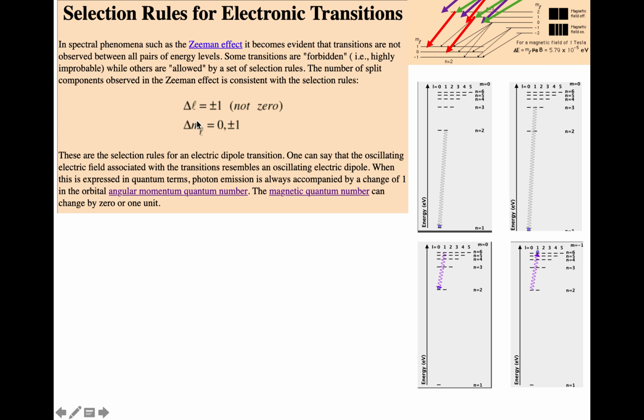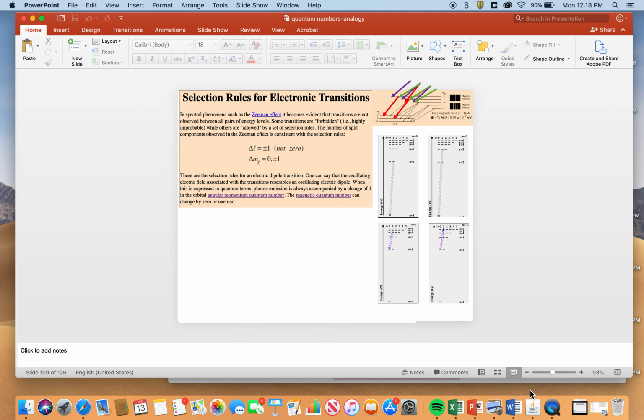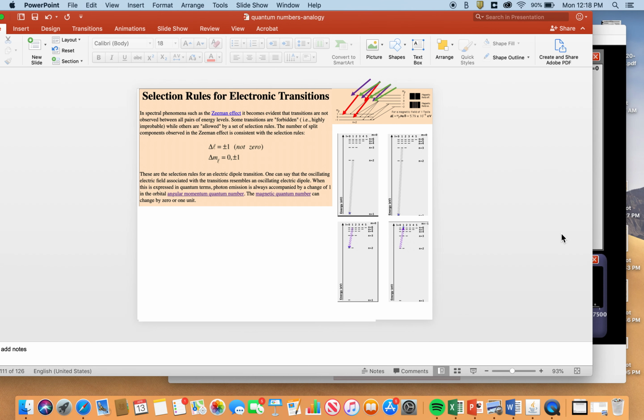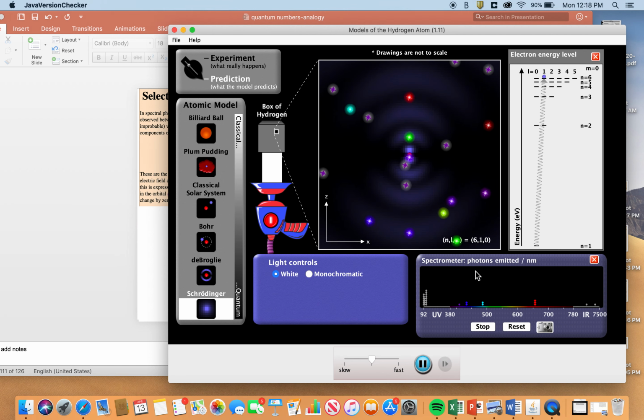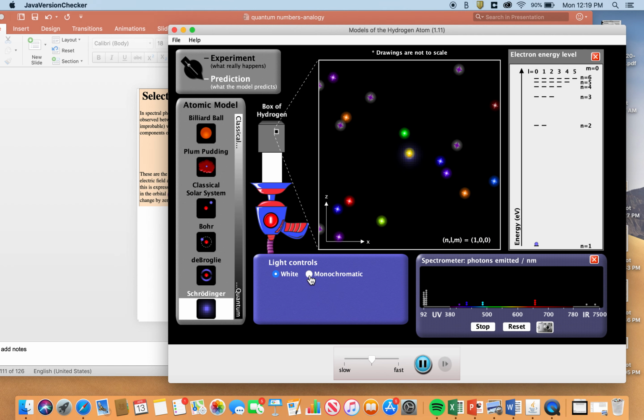2s to 1s, we're not seeing a change of +1 or -1 for the L value, so it can't happen. So if it's in a 2s, the only spot it could move to next would be back to an excited state and then subsequently return to the ground state from there. I'm pointing that out just because I set up once within my class a demonstration like this.